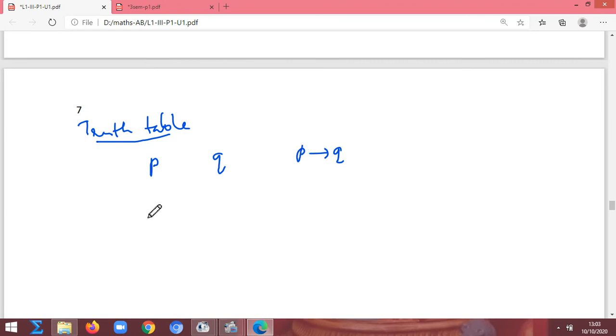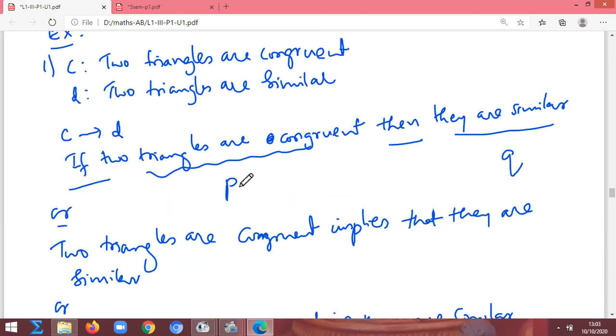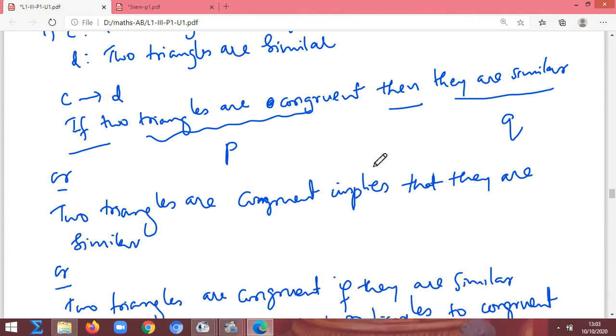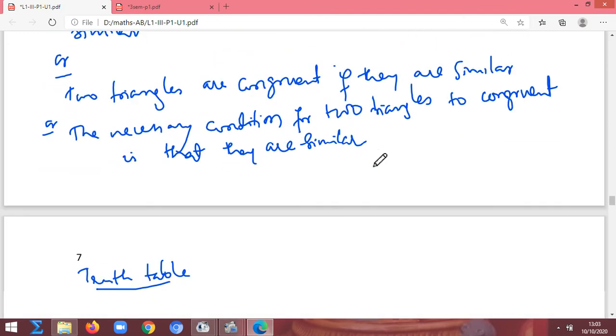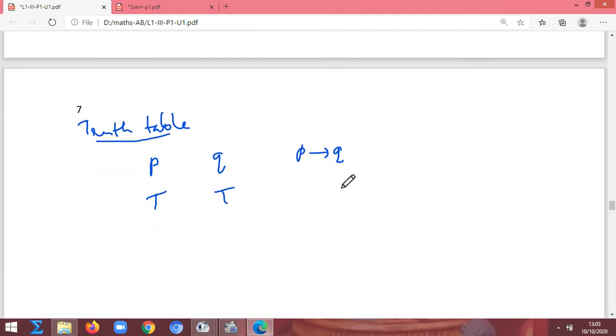Now let us assume P is true and Q is true. As we have seen in the above example, if two triangles are congruent, that is the P statement, and the Q statement is they are similar, then P implies Q is true. That is, if two triangles are congruent, then they are similar. Yes, obviously it is correct. So, therefore, P implies Q will be true.